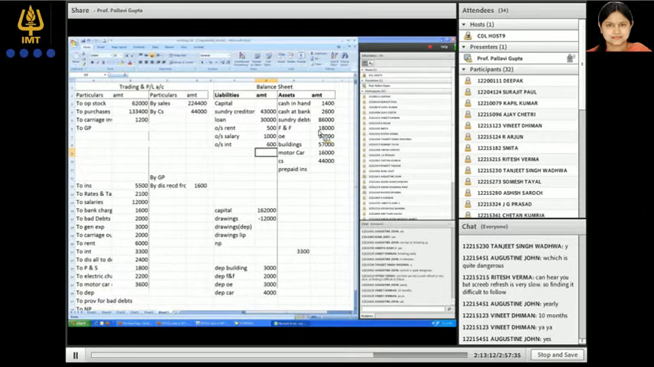Reserve for bad debts is to be maintained at 5% of sundry debtors. Now they are saying reserve for bad debts has to be maintained at 5% of sundry debtors. My debtors are 86,000. 5% of this would be into 0.05. It means I have to maintain the reserve. They are saying maintain, so it means the total reserves in my book should be 4,300.